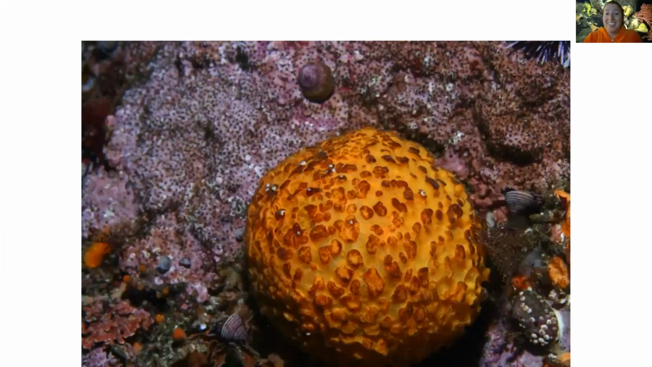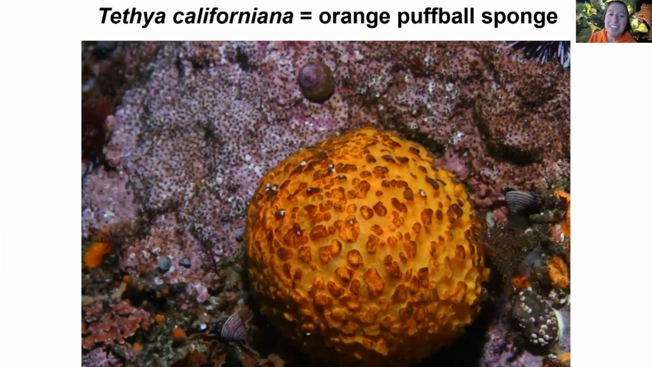This guy is the orange puffball sponge, Tethya californiana. These have some pretty strong behaviors. If you were to set out a camera at the beginning of a dive and leave it there watching this sponge, you would see it contracting and pumping its body into bigger and smaller sizes, which means you might see it with little islands with gaps and spaces in between, or it might be all shrunken down with those islands squeezed together and look like a solid ball.